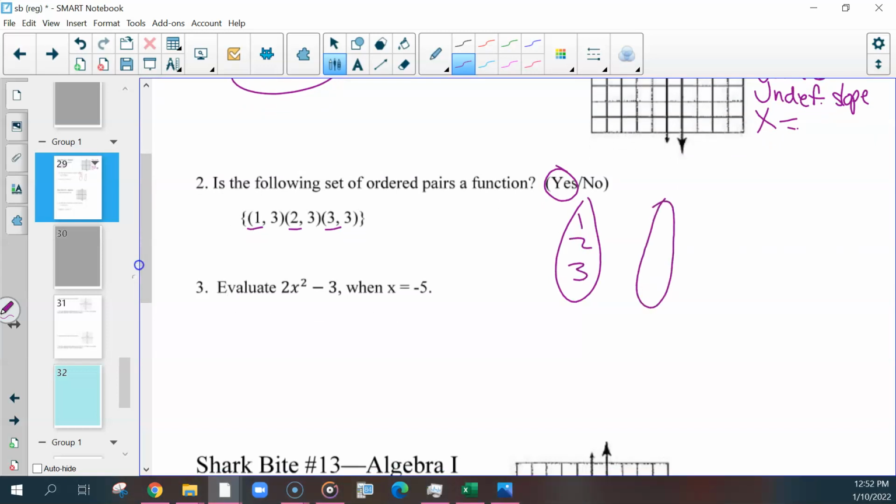1, 2, 3, and just 3. So then all the x's go to the same y value, but they're different x values, so that's okay.